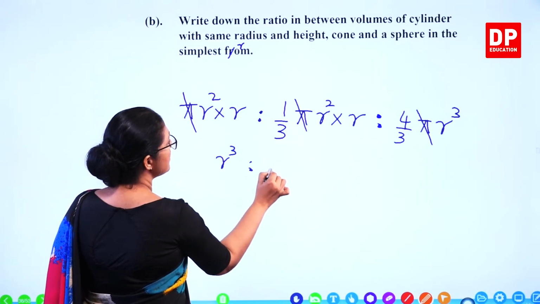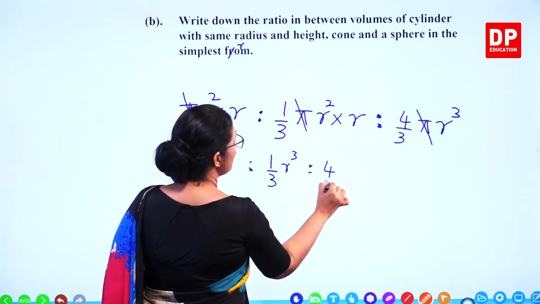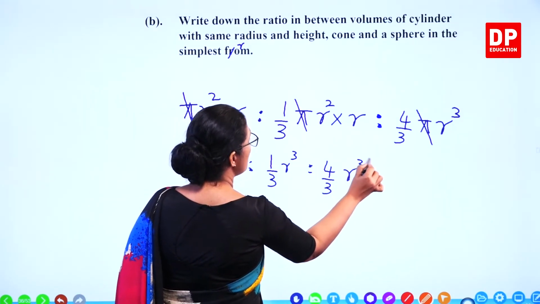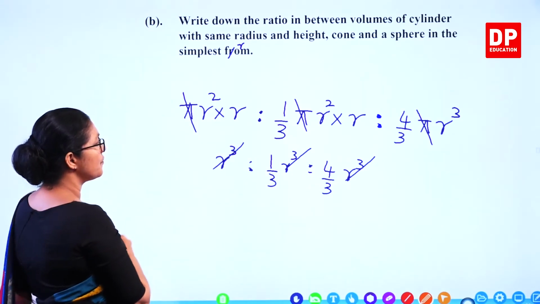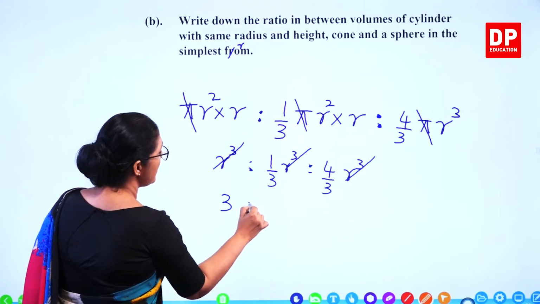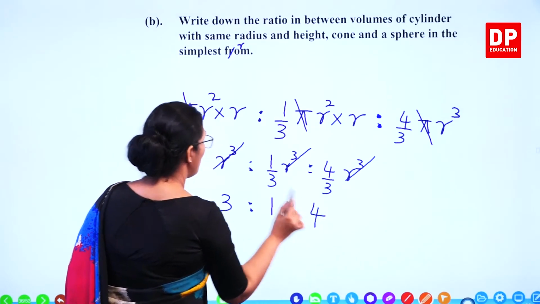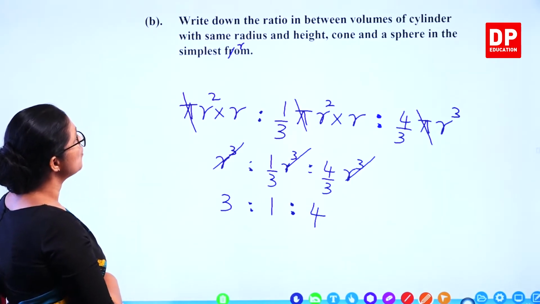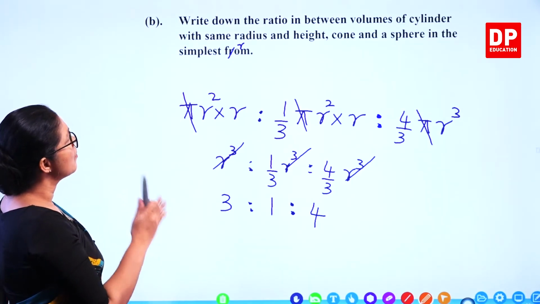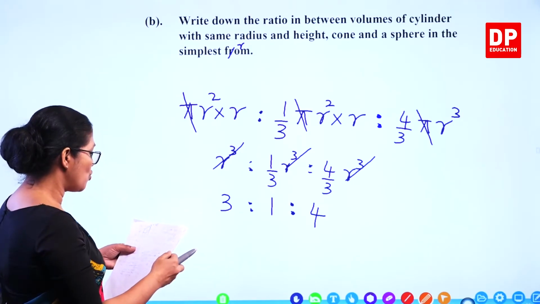So I'll rewrite this: 1/3 r cube, 4/3 r cube. R cube also gets cancelled out. Now multiply the whole thing by 3. 3 is to 1 is to 4. So that's the ratio between the volume of the cylinder, cone and sphere with the same radius and height. 3 is to 1 is to 4.